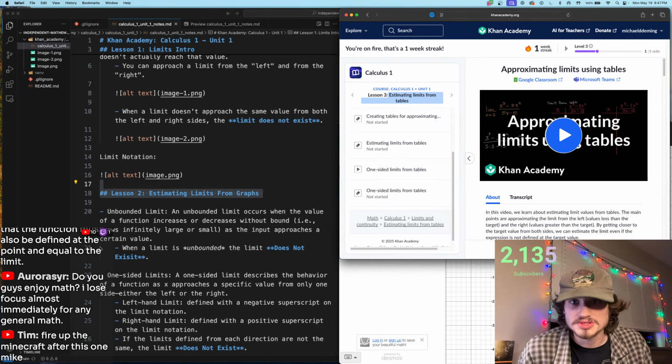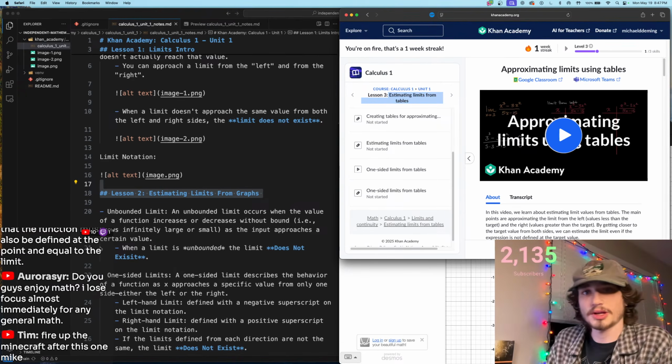I misspoke. The point missing from the previous statement is that the function must also be defined at that point and equal to the limit. Okay, gotcha.